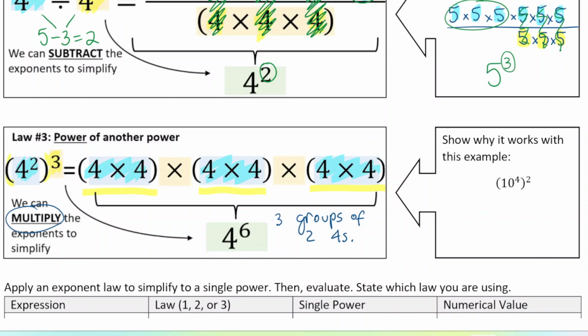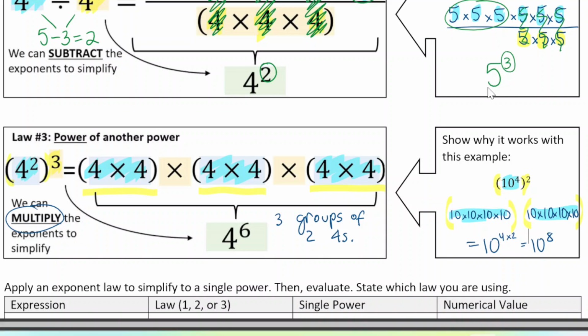We've got 10 to the power of 4, and that's all to the power of 2. So I'm going to have 2 groups being multiplied together. Inside here I'm going to have 4 10's. 2 groups of 4 10's. So that will give me 8 altogether. 10 to the 4 times 2, which is 10 to the 8. Right? We can see why that works. Okay, so when you have a power of another power, you want to multiply.